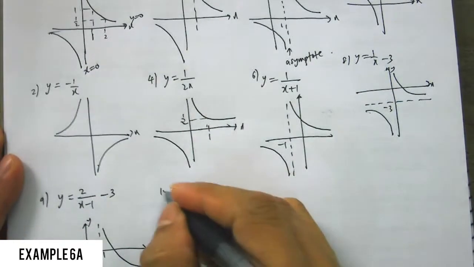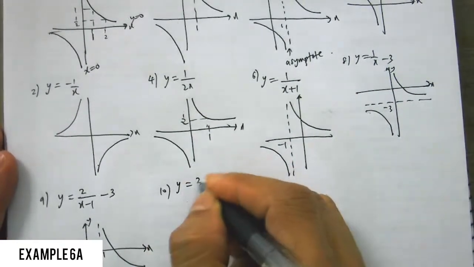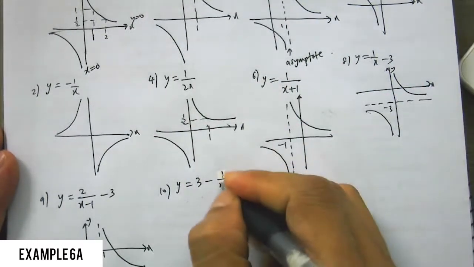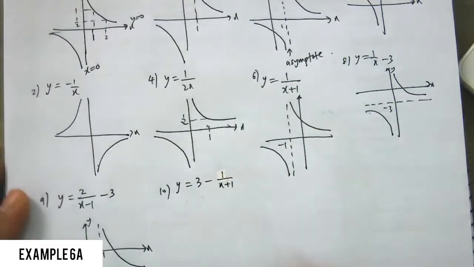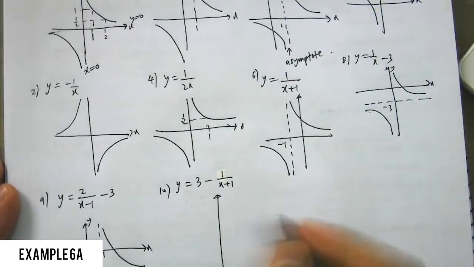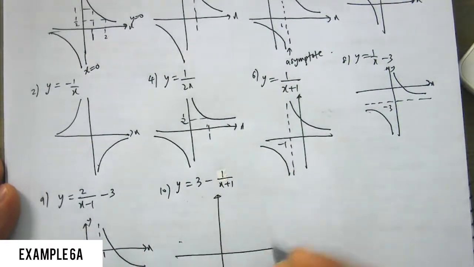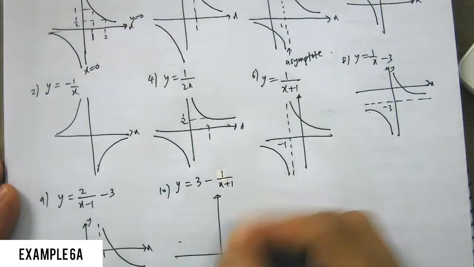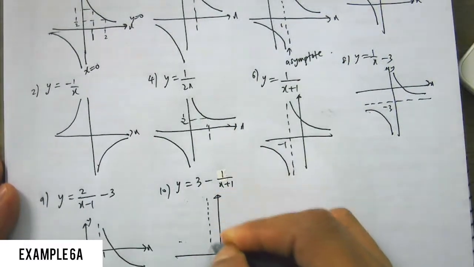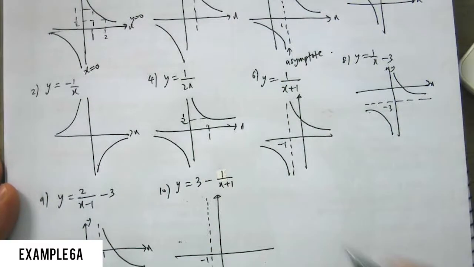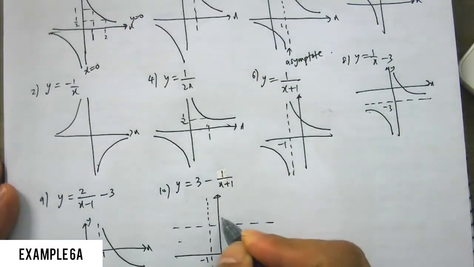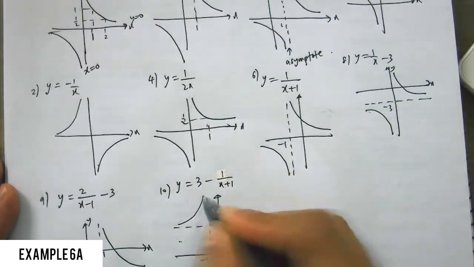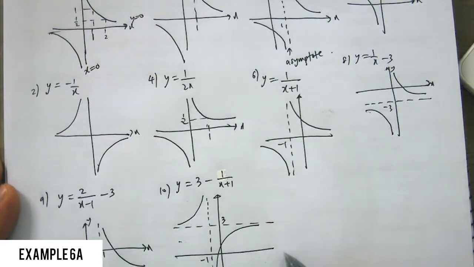And number 10, I give you another example. How about y equals 3 minus 2, I'll put 2 to make it easier for you, over x plus 1. This one means what? Instead of drawing top right, bottom left, now I draw top left, bottom right. And this is negative 1 here, and I have to shift up by 3 here. Shift up by 3, shift to the left by 1, top left, bottom right.